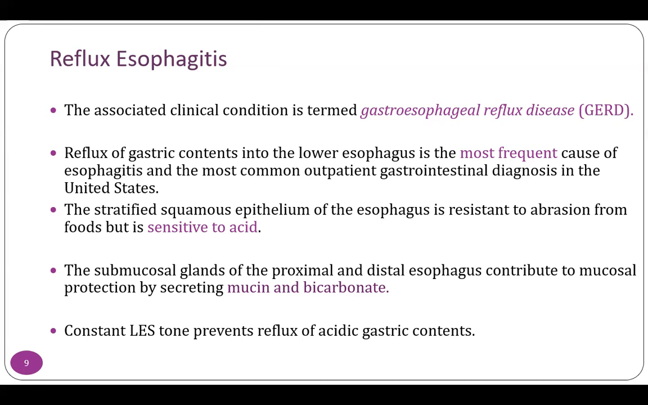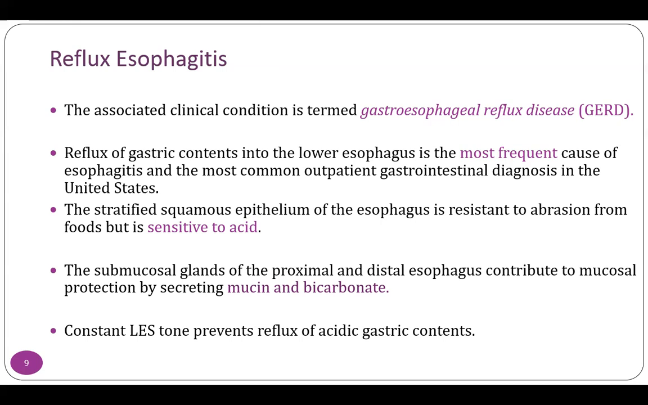I think the majority of people, sometime in some period, will have some type of reflux esophagitis. The clinical term is gastroesophageal reflux disease. Gastroesophageal reflux disease: the content of the stomach is going up into the esophagus.